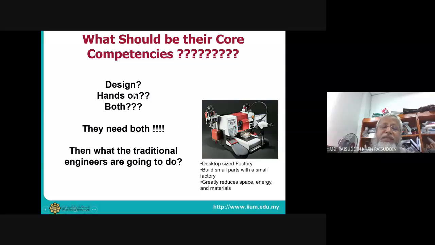So traditional engineers, basically, civil engineers mostly do design. For a civil engineer, it's not possible to do the work of a mason, which is hands-on. Similarly, mechanical engineers are also mostly concentrated on design. Doing this heavy stuff, lifting, fixing together, that is also impossible.